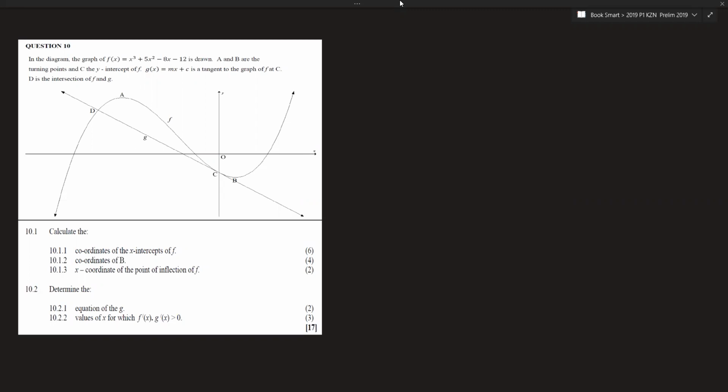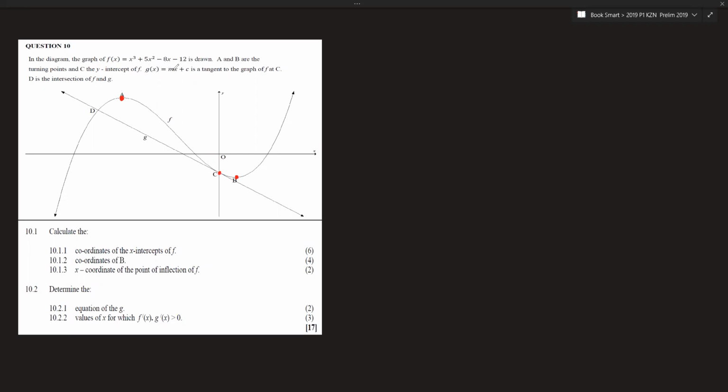On this question, we are going to be looking at a cubic function. We are given the graph of f of x being drawn here, which is this cubic function. And then they say A and B are turning points. So this is my first turning point, B is my second turning point, right? And C is the y-intercept. So it's found there.